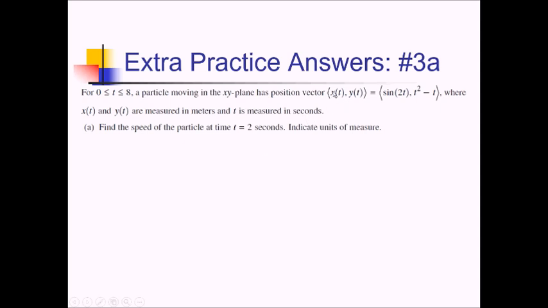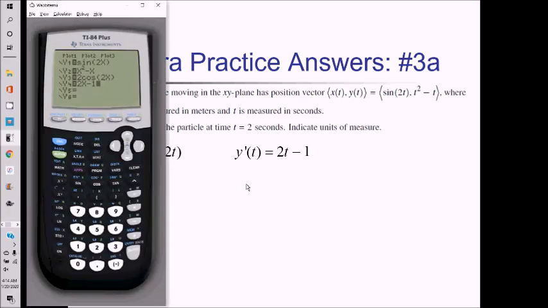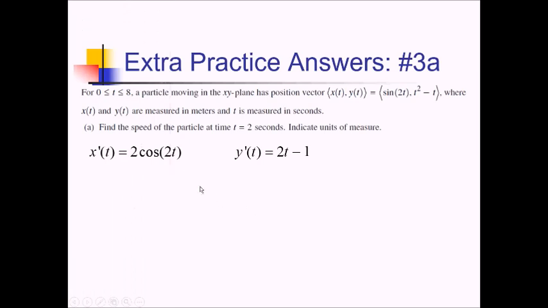So let me define x prime now, as this is going to be the derivative of sine of 2t, so 2 cosine of 2t. And y prime I'll define as 2t minus 1. And let me put those in the calculator as well. So I've got those entered as y3 for x prime and y4 for y prime. All right, now again for speed, this one I didn't really need these predefined derivatives, but I've got them now.